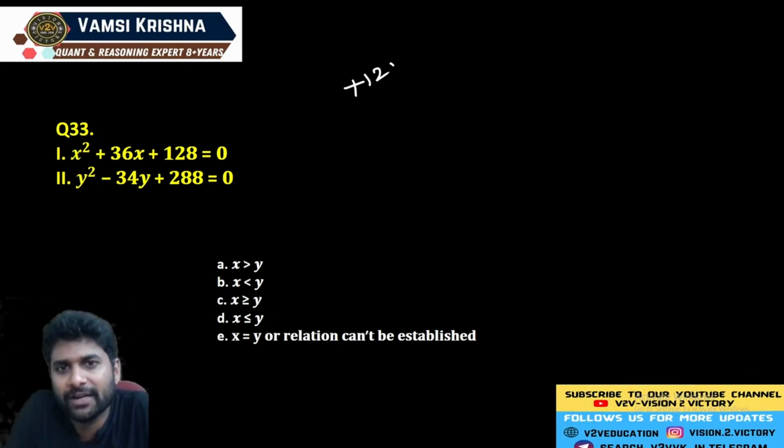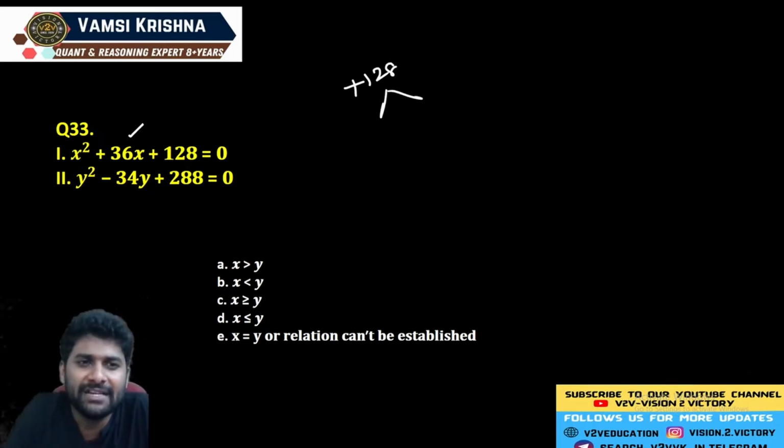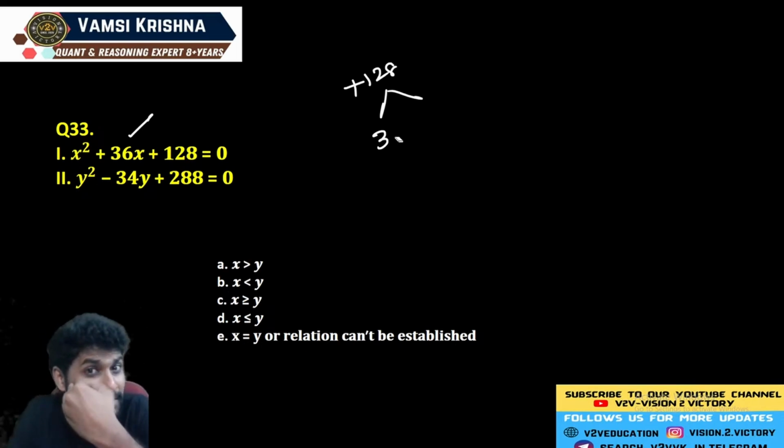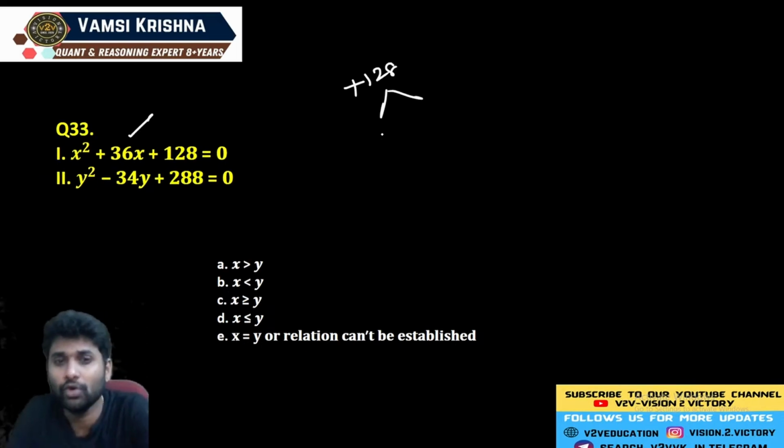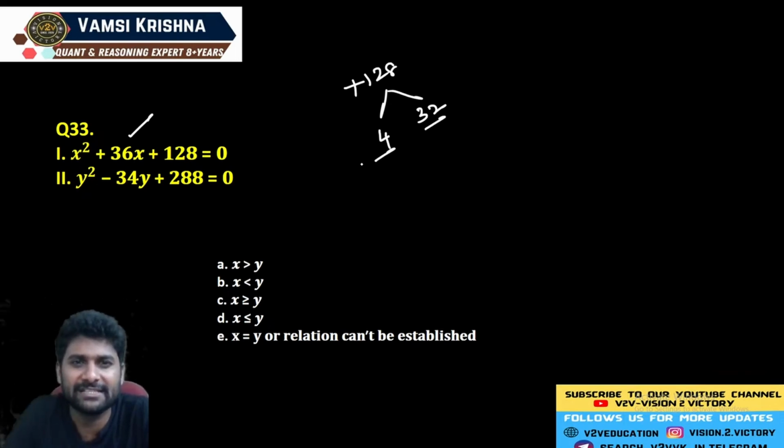We need plus 128. What are the factors? We need 36, right? So definitely 3 is multiplied by... It's not 3. If you go for 4, it's not cancelling. Go with the 4 table. 4 threes are 12, 4 twos are 8. So 32, 6. We will get a 36. So here the initial factors are plus 4 and plus 32. Final factors are minus 4 and minus 32.